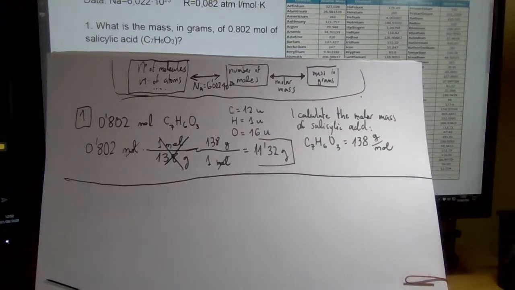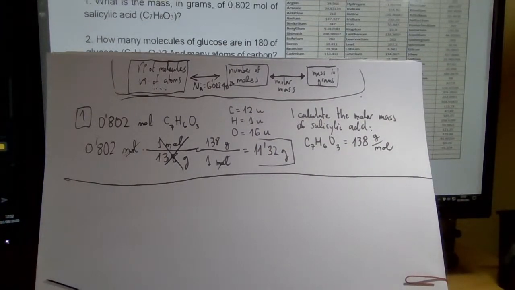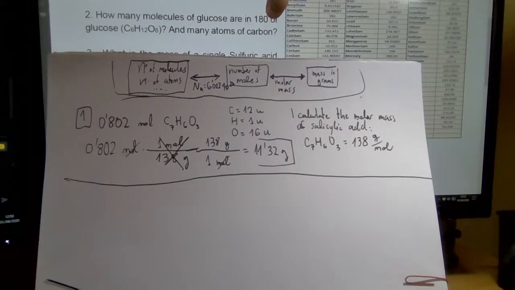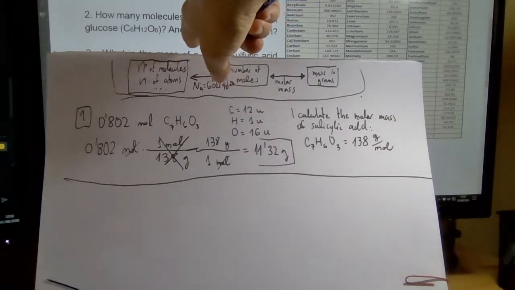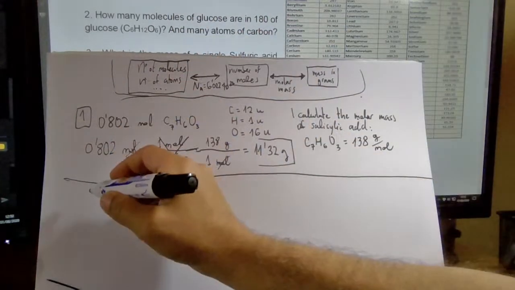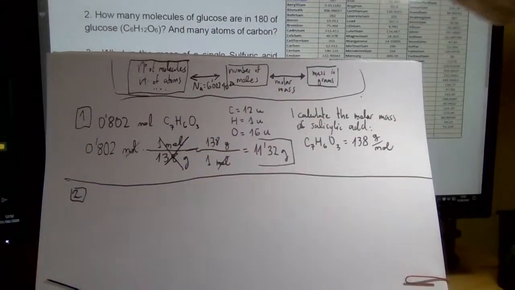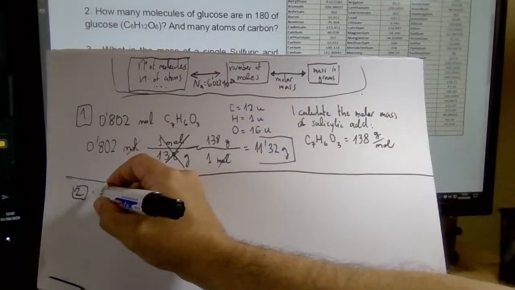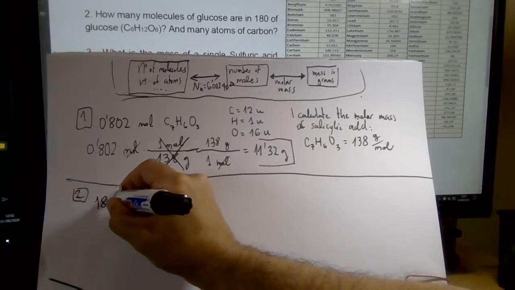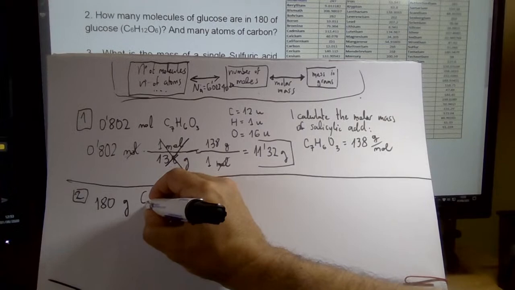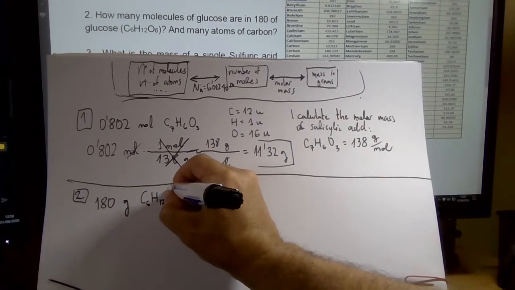Number 1, very easy. Number 2, there is a mistake here. 180 grams of glucose, okay? Grams is missing. And how many? How many is missing too? Okay, I wrote it too fast, too furious, and too wrong. Okay, 180 grams of glucose, C6H12O6.